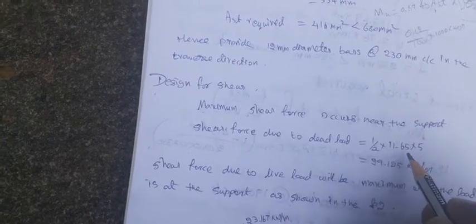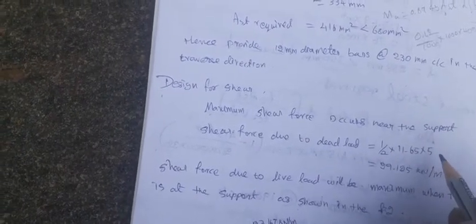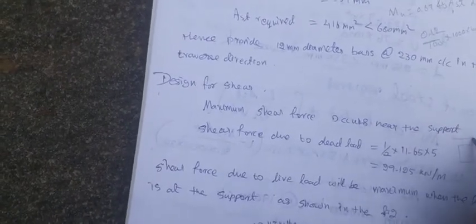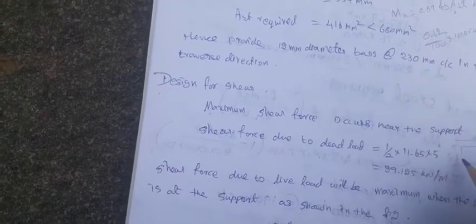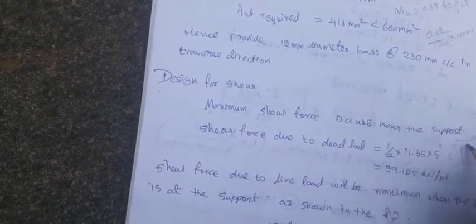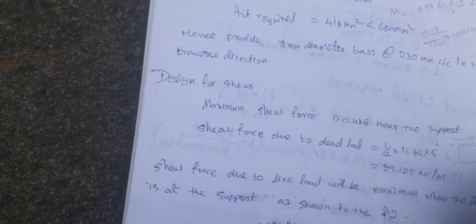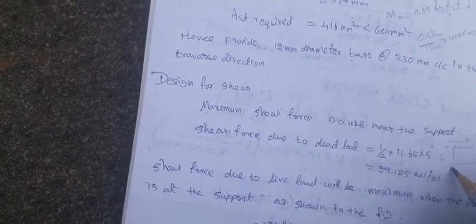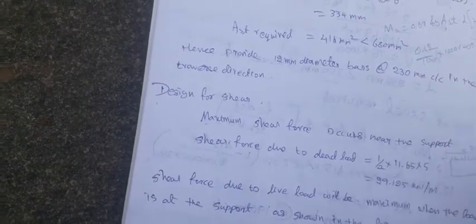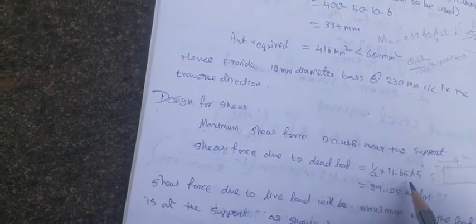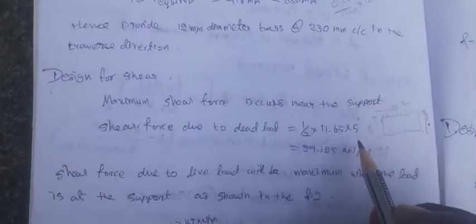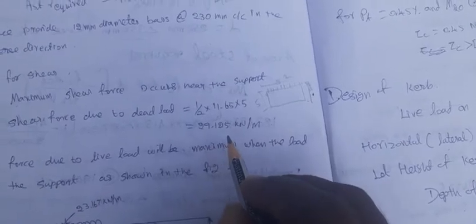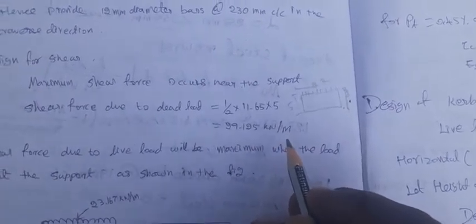So half into 11.65 into its length, which is 5. We know this is a slab, here 8.2 meter, and this is 5 meter. This is the support section, and at the support section the shear force acts in this direction. So I am putting 5 meter here. That's why half into 11.65 into 5, and the shear force value comes to around 29.125 kilonewton per meter.